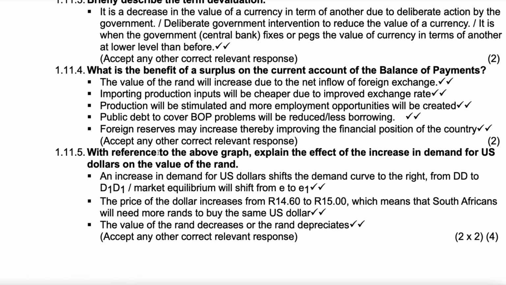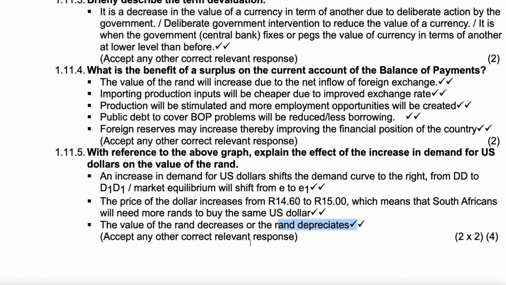Then the last one, with reference to the graph, explain the effect of the increase in demand for US dollars on the value of the rand. Now, an increase in demand for dollars shifts the demand to the right, from D to D1. Yeah, and then what? Market equilibrium will shift, yes, true, but you're not answering yet. The price of the dollar increased from 14 to 15, which means the South Africans will need more rands. So what does that mean? It means that the rand depreciates.